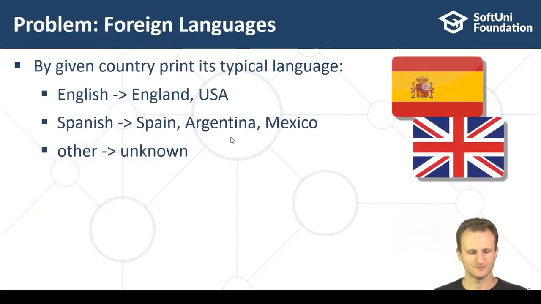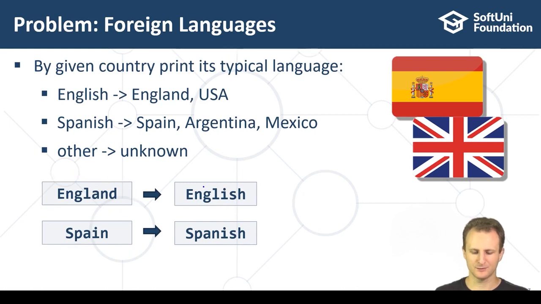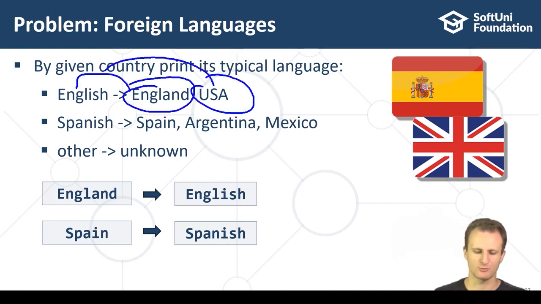Okay, so we have a problem: if we're given a language, we need to print the following countries for that language. For English, we need to print England and USA, and for Spanish, we need to print Spain, Argentina, and Mexico, and for others, we don't know. So if we get England, we should get English. If we get Spain, we should get Spanish. The description is a bit in reverse of what the input actually is. So we get England and we print English, and we get USA and we print English again.